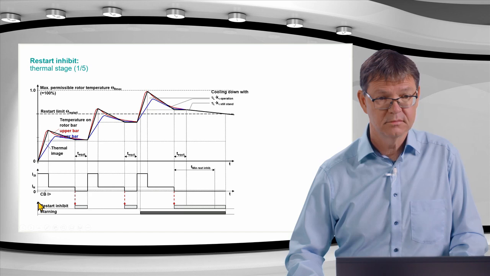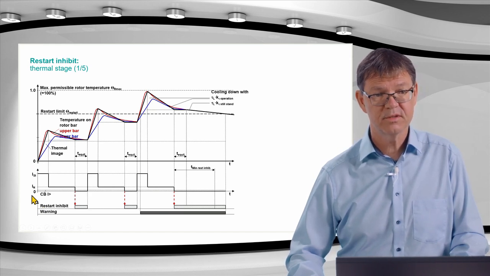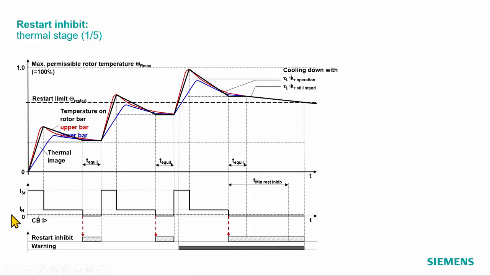Let's have a look at these 2 diagrams. Here I have the time, and here I have the current in the motor, and here it's the temperature in the upper diagram. And here we watch just 2 signals, the restart inhibit and the warning signal. You have the motor start, then the motor continues to run with a nominal current, and then it's switched off, and then I have this cycle 3 times here, and at the end it's switched off.